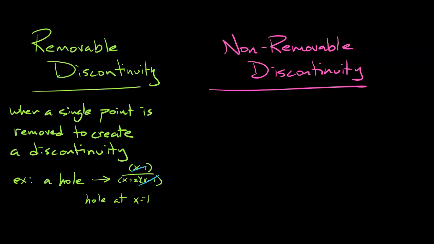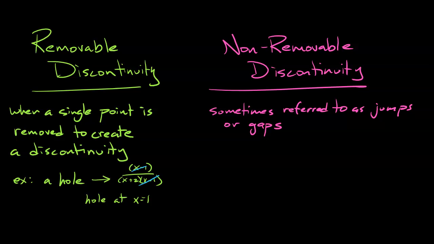A non-removable discontinuity is sometimes called a jump or a gap discontinuity. The AP exam and Khan Academy sometimes refer to them as jumps or gaps. That's because these discontinuities essentially mean that there is space between the pieces. It can happen a lot of ways. A common example would be a vertical asymptote. A vertical asymptote automatically creates space between pieces.